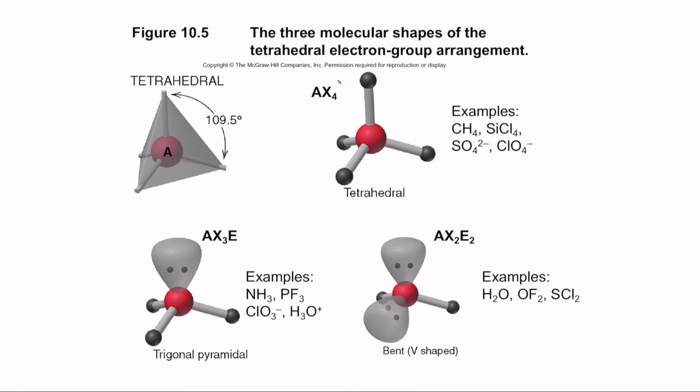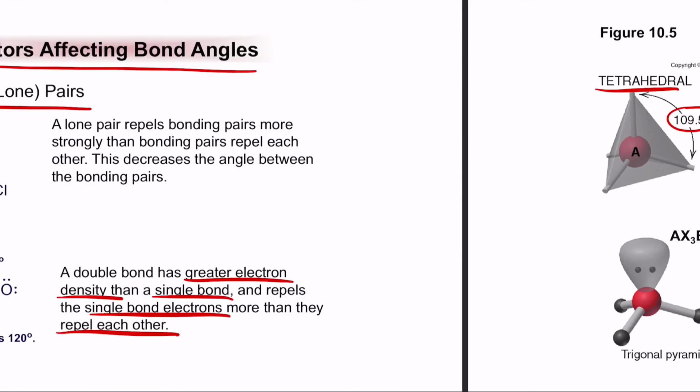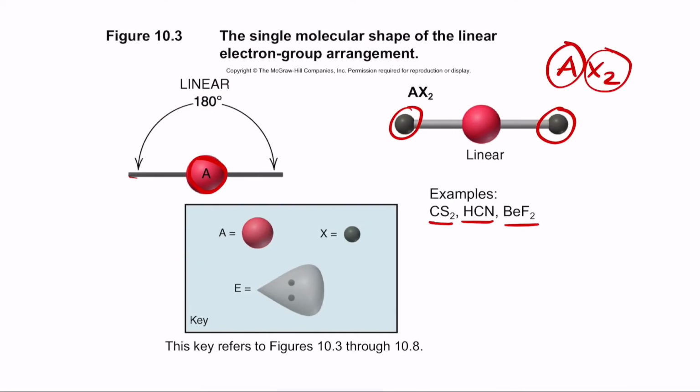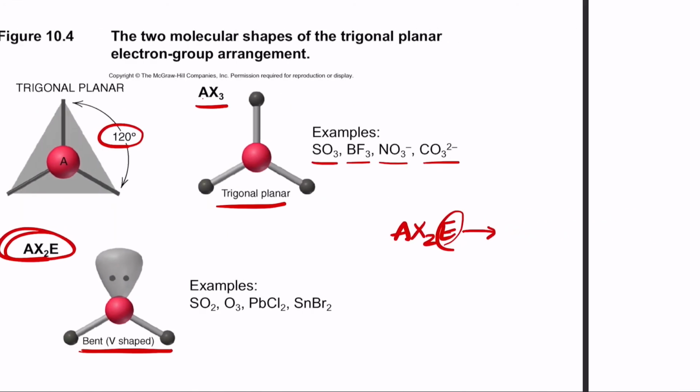Next structure is AX4, where you have one central atom and four surrounding atoms. That is a tetrahedral structure with a bond angle of 109.5. So I'm sorry, here in a trigonal planar the bond angle is 120 and in linear the bond angle is 180.